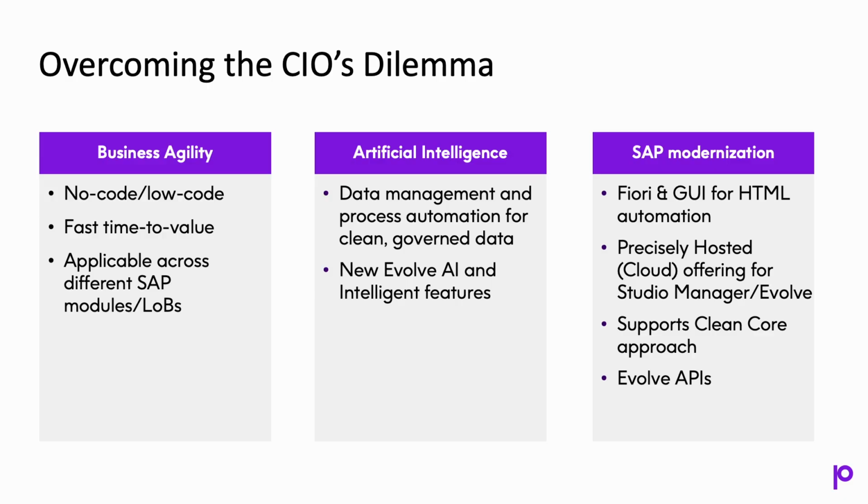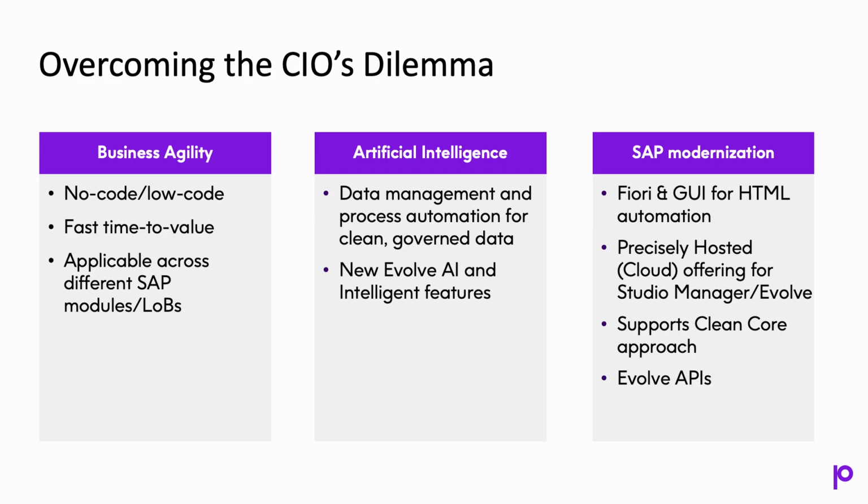You can do things faster, you have better data, you understand where you are in a process or in a situation much more clearly. So let's overcome that CIO's dilemma. You're talking about business agility. No code, low code gives you that. It gives you the people who understand the process and the data, the ability to develop your automation. Much, much faster time to value.